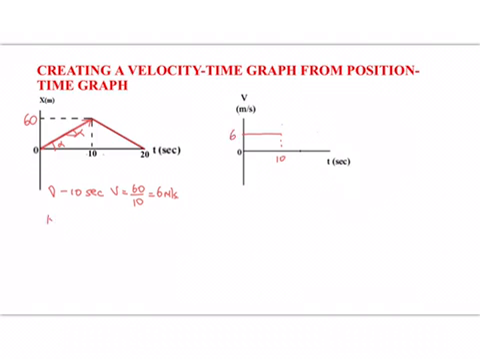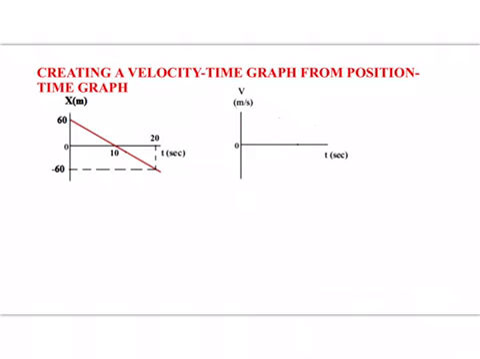Between the time interval 10 to 20 seconds, let's find the slope. You see here that it is going back, so the slope is negative, so the velocity is negative. The displacement is minus 60 meters in 10 seconds, so the velocity is minus 6 meters per second. So the graph will be a negative graph at minus 6.